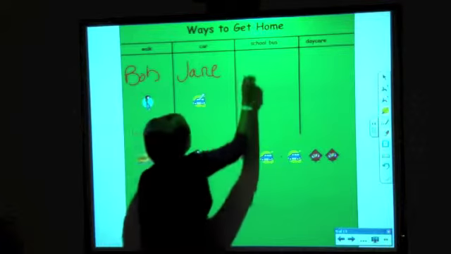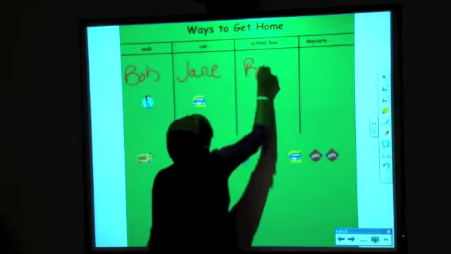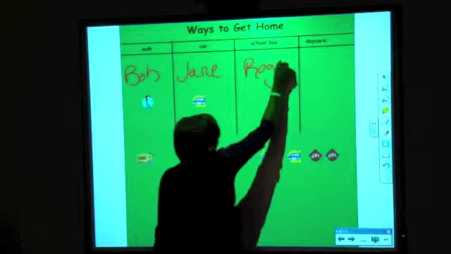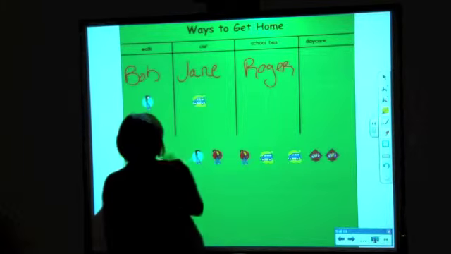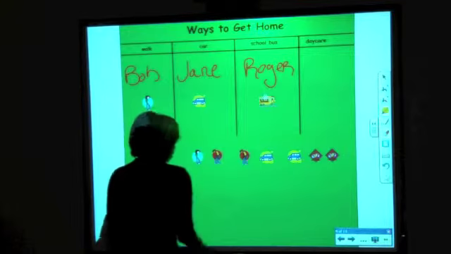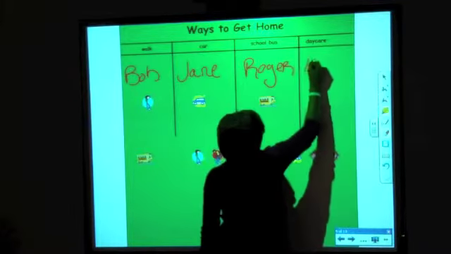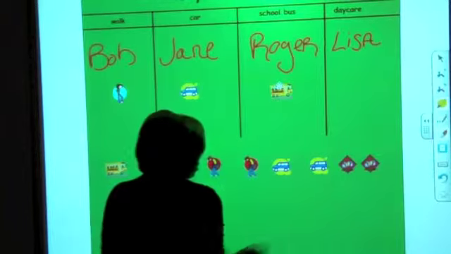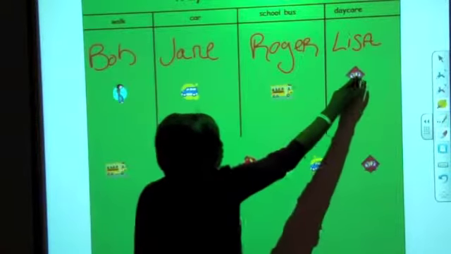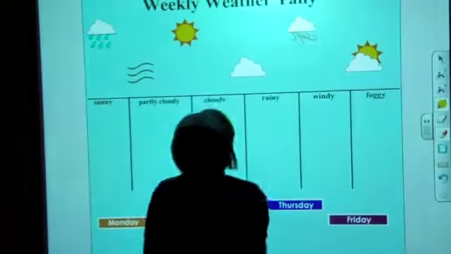Next we'll have Roger. Roger takes the school bus home. So the little school bus could go right here. And next we'll have Lisa. Lisa is a daycare student. So Lisa has little daycare. Next we'll have the next slide.